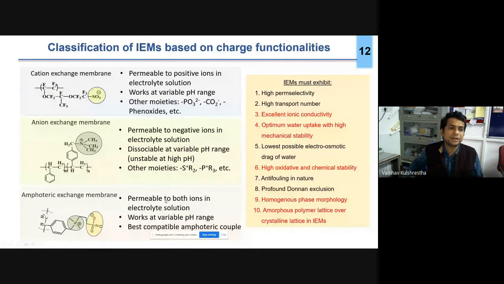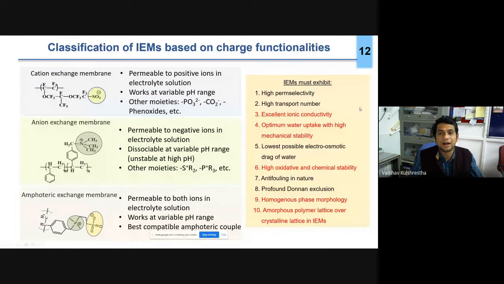Another type of membrane is the amphoteric ion exchange membrane. Basically, amphoteric ion exchange membranes are a combination of cation and anion exchange membranes, where both functional groups are present in the membrane matrix. These membranes are permeable to both types of ions, but there are different applications of amphoteric ion exchange membranes also. These are the basic properties an ion exchange membrane should have.